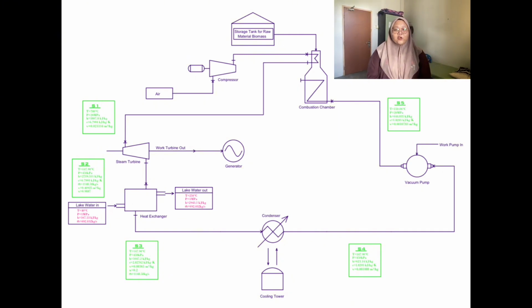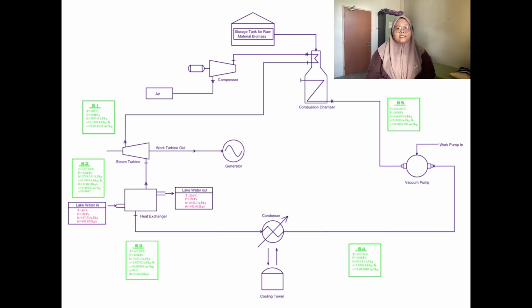The process begins with storage tank for raw material biomass, where the biomass is stored before processing. Air is compressed in compressor before being sent to the combustion chamber. Biomass will burn in combustion chamber to produce steam. The steam will drive a steam turbine, which in turn drives a generator to produce electrical energy. Then generator will convert mechanical energy from turbine into electrical energy.